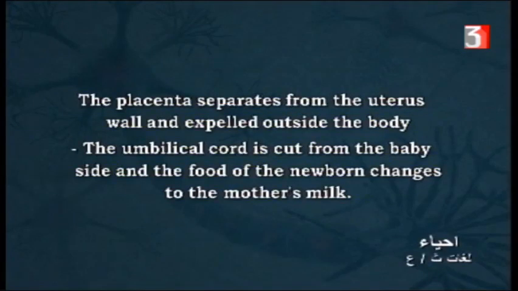is cut from the baby's side, and the food of the newborn changes to the mother's milk. It means the umbilical cord does not feed the baby. First, this is called the placenta. After that, the umbilical cord is the joint between baby and mother. This is cut to enable the baby to feed outside from mother's milk.